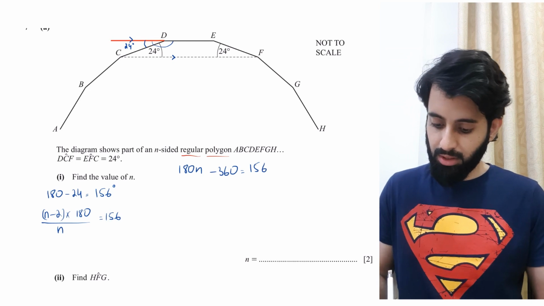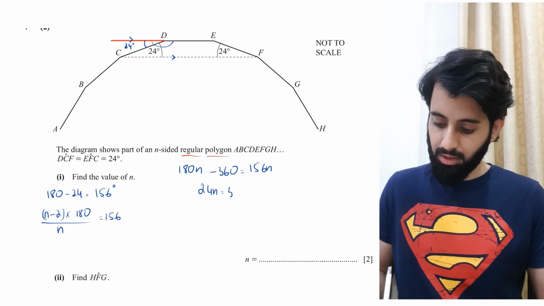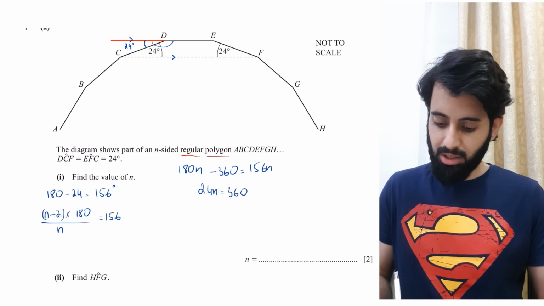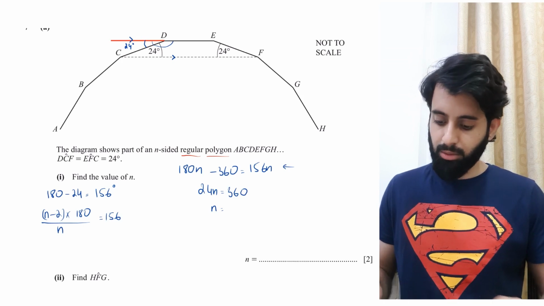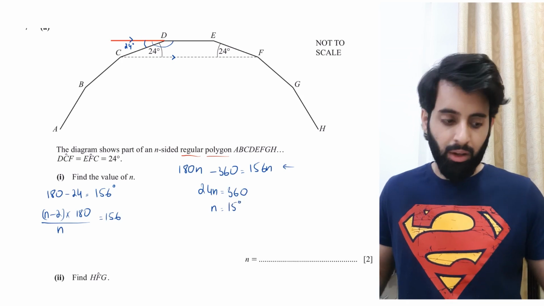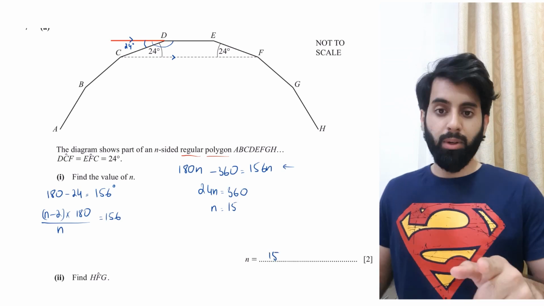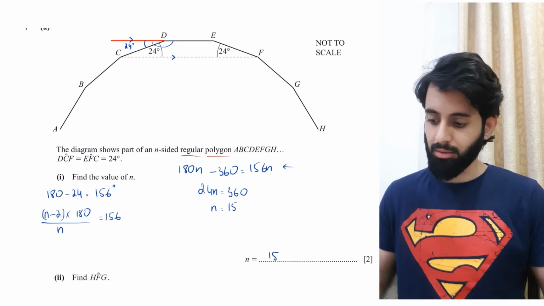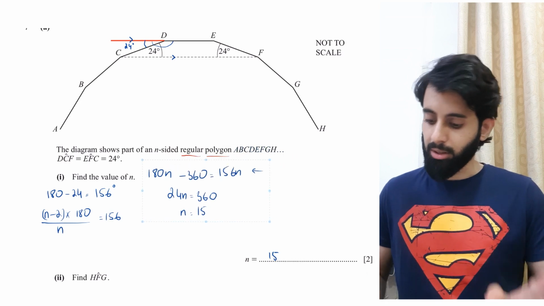If you bring 156n to the left hand side, that becomes 24n, and if you shift 360 to the right hand side, it equals 360. Basically I'm just solving this equation. So n is equal to 360 divided by 24, which is equal to 15 degrees. Okay, sorry, not 15 degrees, 15 sides. Now the difficult way of doing this, sorry, the easier way, this was the difficult way. Let me just make some room here. Yeah, again, sorry about my flu.